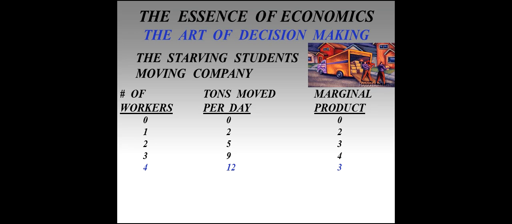The Starving Students Moving Company took on larger and more complex jobs, and they were moving more tons per day as they added workers, but they were doing so at a decreasing rate, and eventually got into a situation where things plateaued and actual efficiency and productivity wound up decreasing. Where we're going to go next is try to answer the questions as to why this type of thing would happen, where you're adding more workers, but your productivity and efficiency is suffering as a result of that. So let's take a step forward.